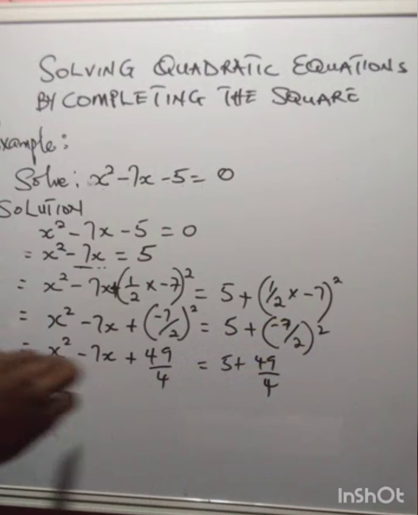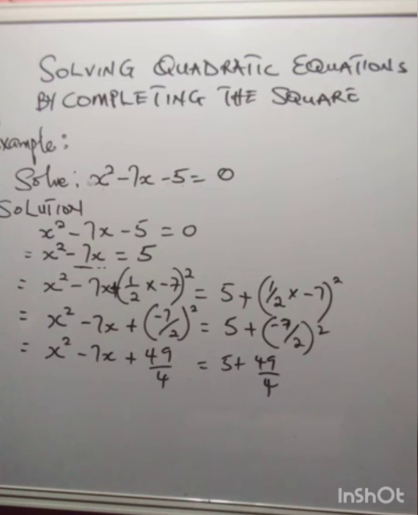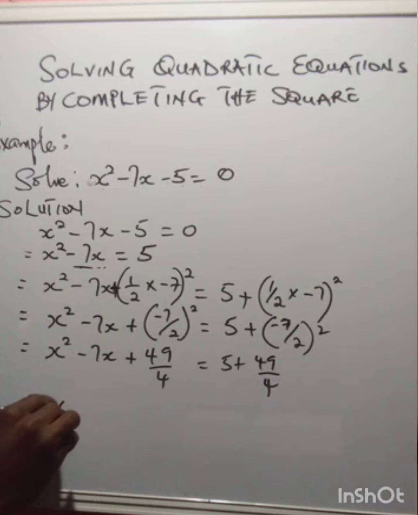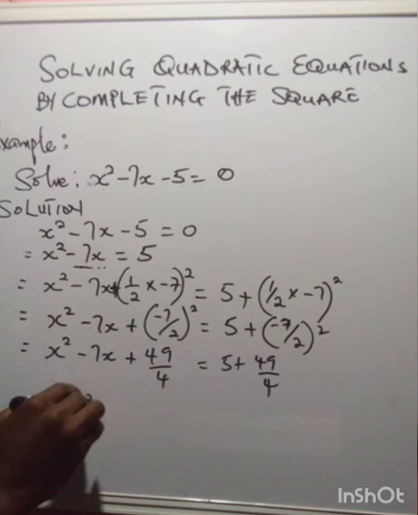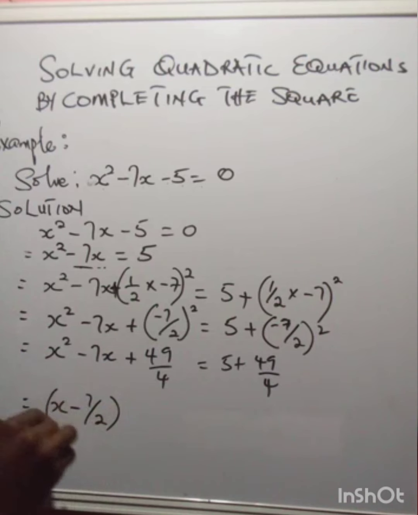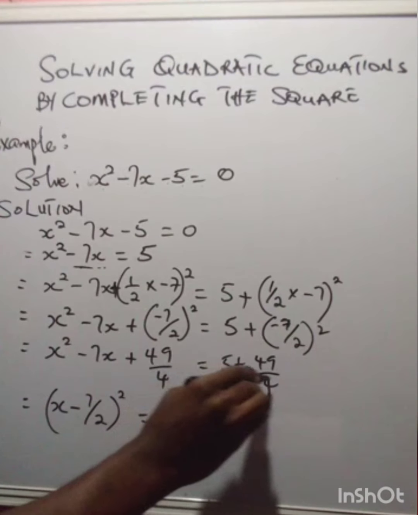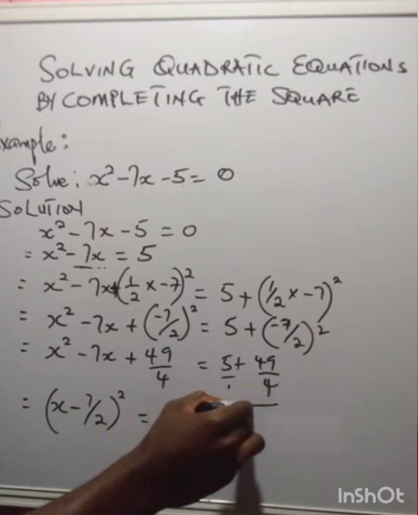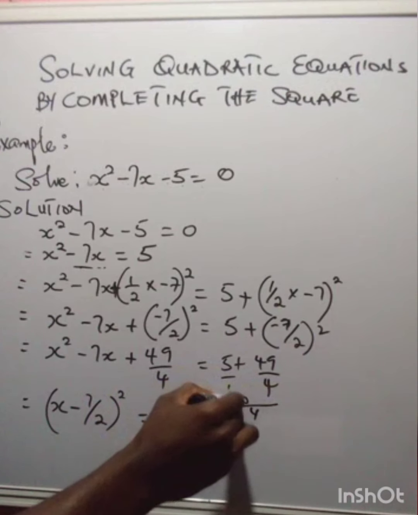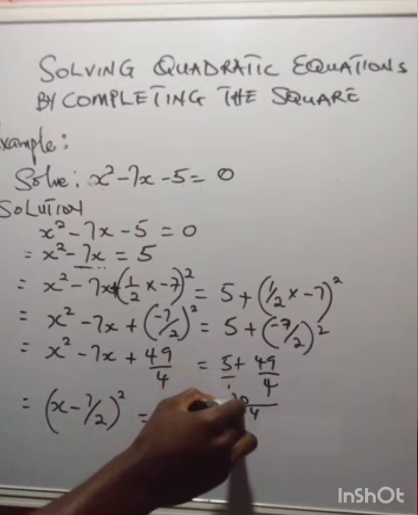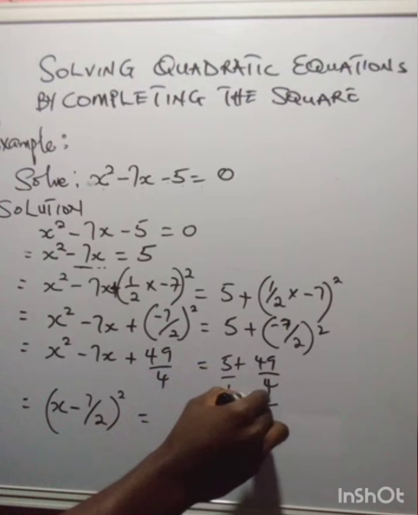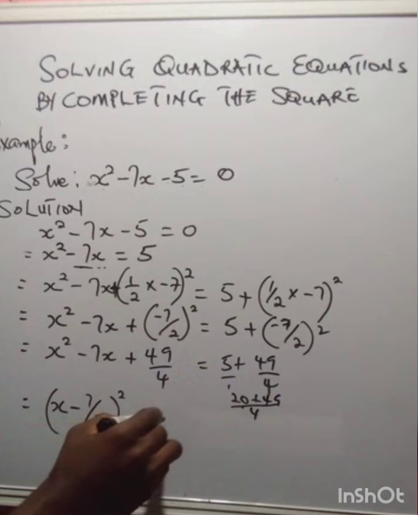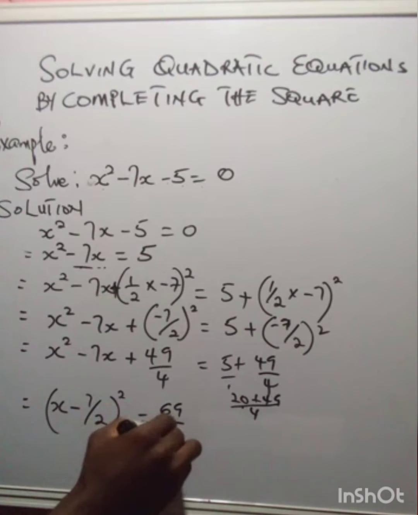We factorize this expression. In factorizing this expression, our term becomes x minus 7 over 2 all square equals, we find the LCM of this, which is 4. This is 1, this is 4. This will be 20. 1 into 4 is 4. 4 times 5 is 20. Plus 49. That gives us 69 over 4.